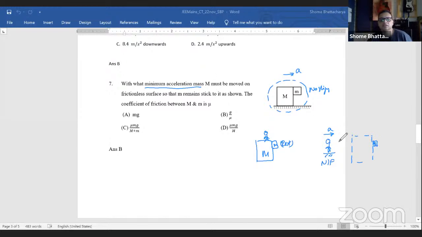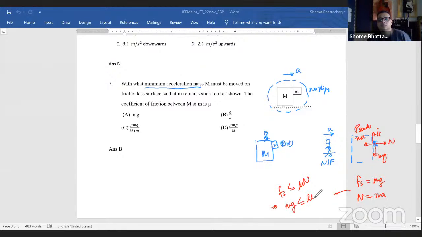So what are the forces which are acting in this frame? There is pseudo force that creates normal reaction. Mg is trying to make it slip, but static friction is preventing it from slipping. So static friction has to balance the weight. Normal reaction is provided by pseudo force, and the limiting condition is that static friction cannot exceed N. So mg should be less than or equal to mu times mE. So the acceleration should be greater than or equal to g by mu. Okay. So the minimum acceleration that you need to give, a minimum, is g by mu.